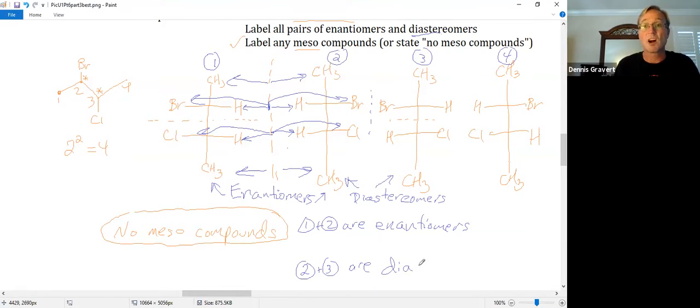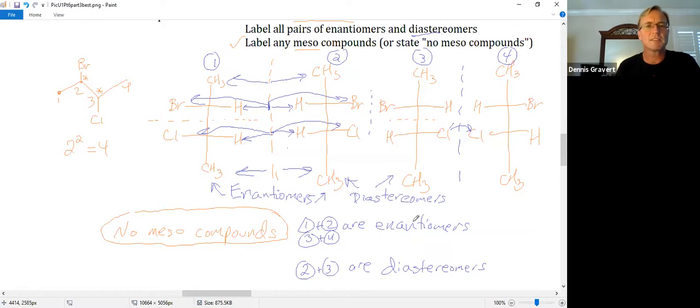Now we have to find all the pairs. That's what the question says, all. You can get points for every pair you find. All right, what about 3 and 4? Well, the H's match, the chlorines match, the bromines match, the other hydrogens, the other methyl, yes. These are mirror images of each other. 3 and 4 are also enantiomers.